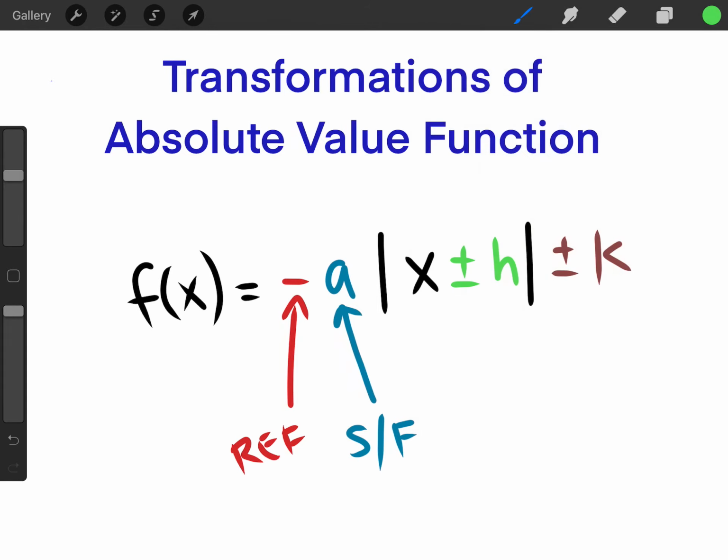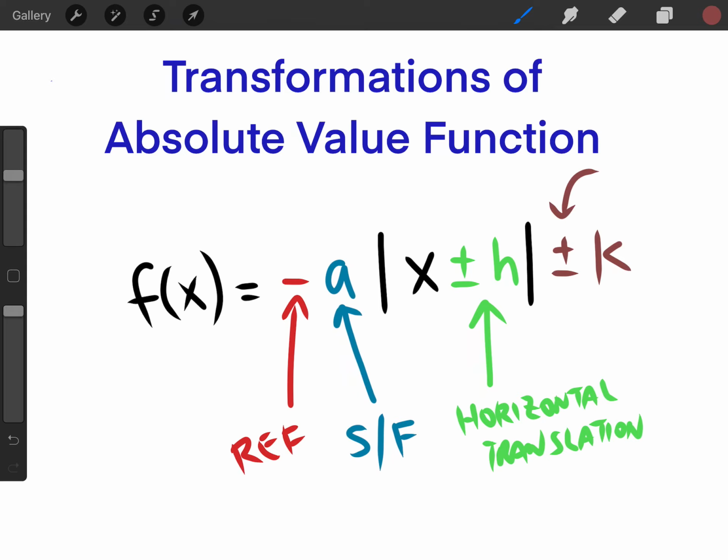Now let's look at what happens inside the absolute value notation. Plus or minus here is going to give you something called the horizontal translation, so that your whole entire V shape is going to move either left or right. And then the last thing is going to be the k. Plus or minus k, it's either going to go up or down. We call that the vertical translation.